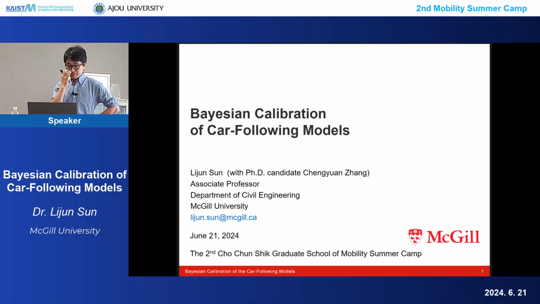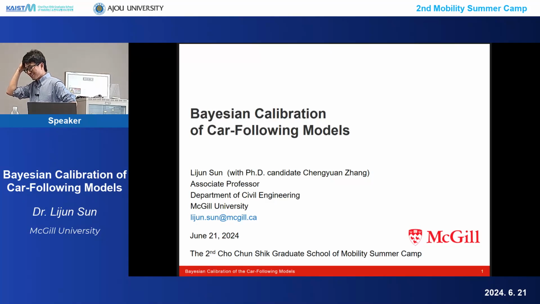For the first session, I will introduce a topic about car-following models. Among the audience, how many of you are working on traffic flow theory? Can you raise your hand? Not too many? Yeah, we have at least one.